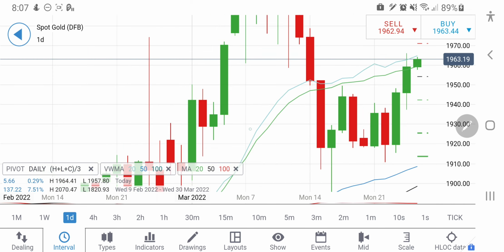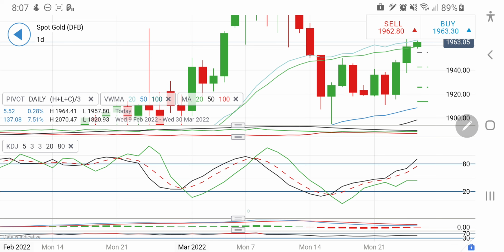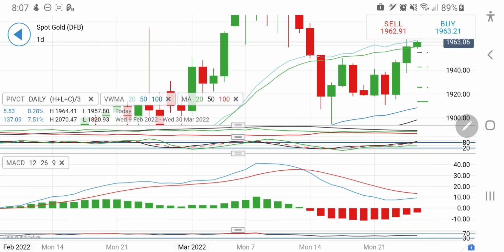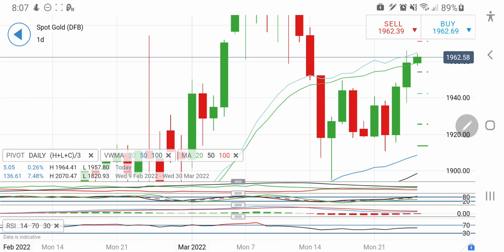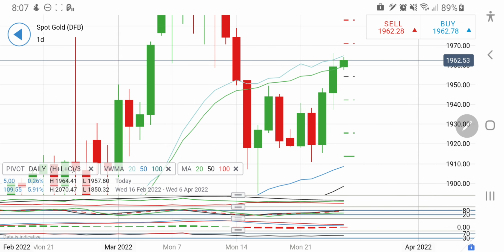Now look at the indicators on the daily charts. It is overbought on stochastic. MACD trying to converge and crossover and enter into buy zone again. So yes, we will have to be cautious and don't take a trade between 1955 and 65.